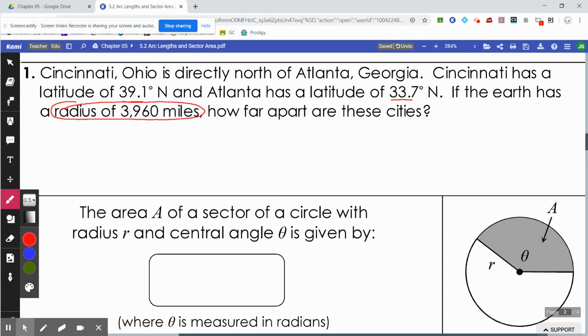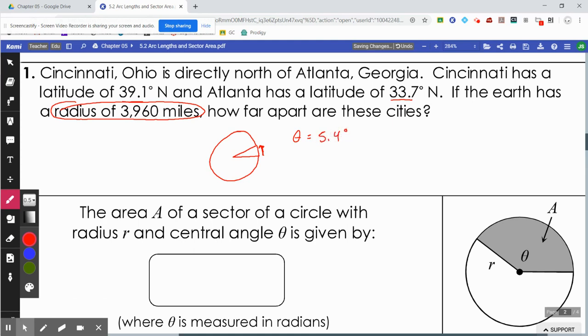and our degrees north of 39.1 and 33.7, we can actually subtract those two because of the way the Earth works. With that degrees north, we can use those two angle measures, subtract them, and we can find out what that central angle is. So subtract 33.7 from 39.1, and we get a central angle measure, or a theta, of 5.4 degrees.